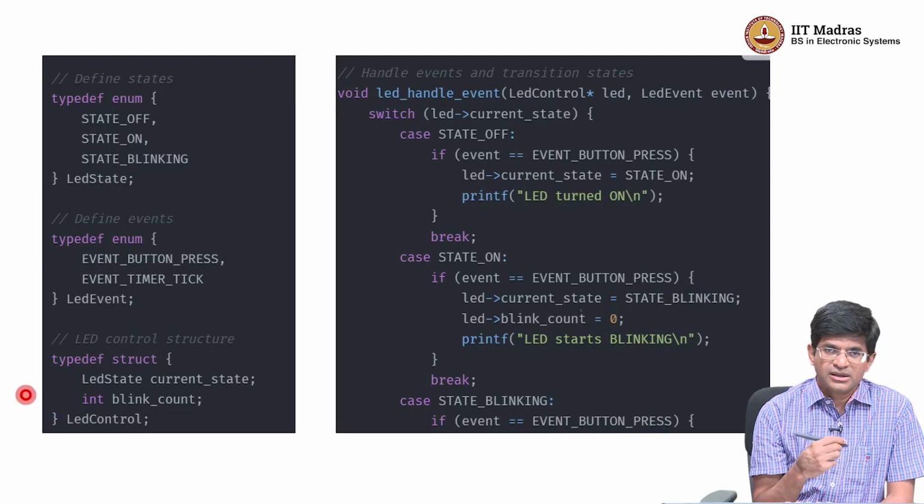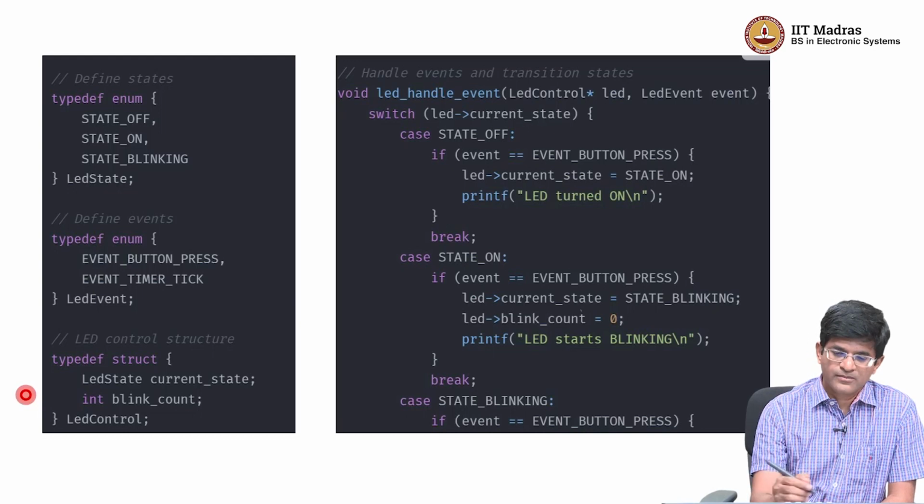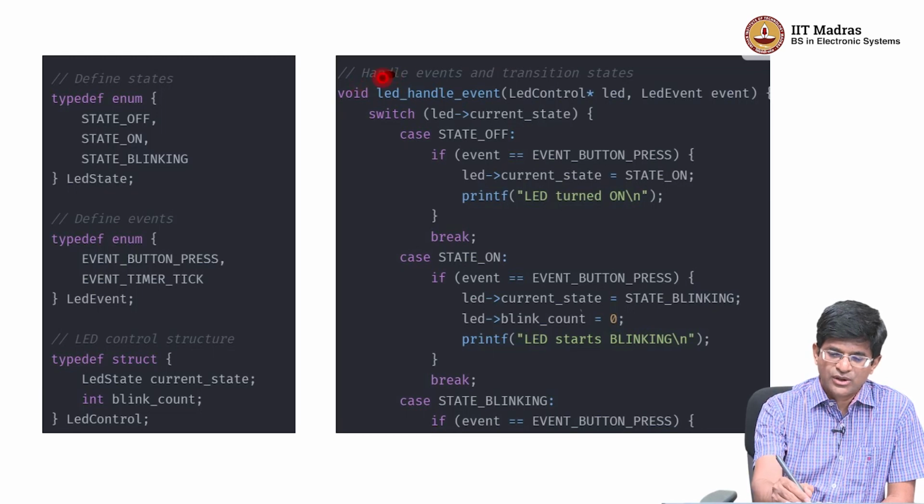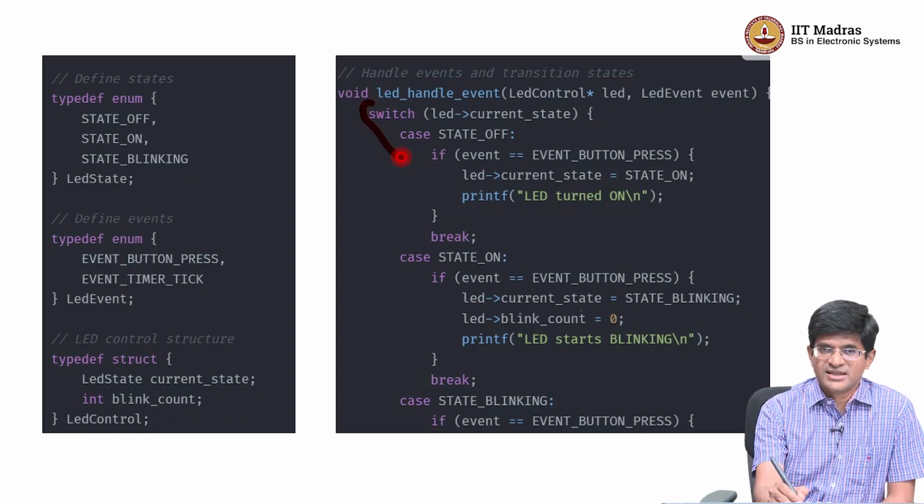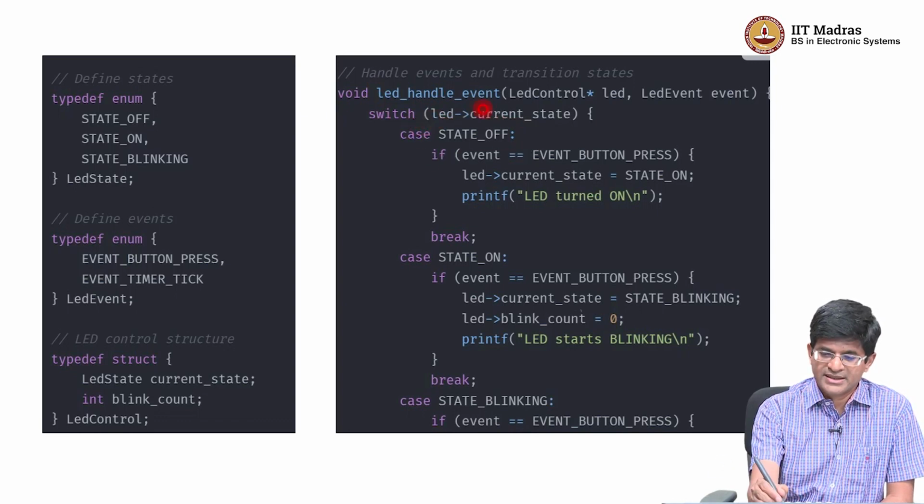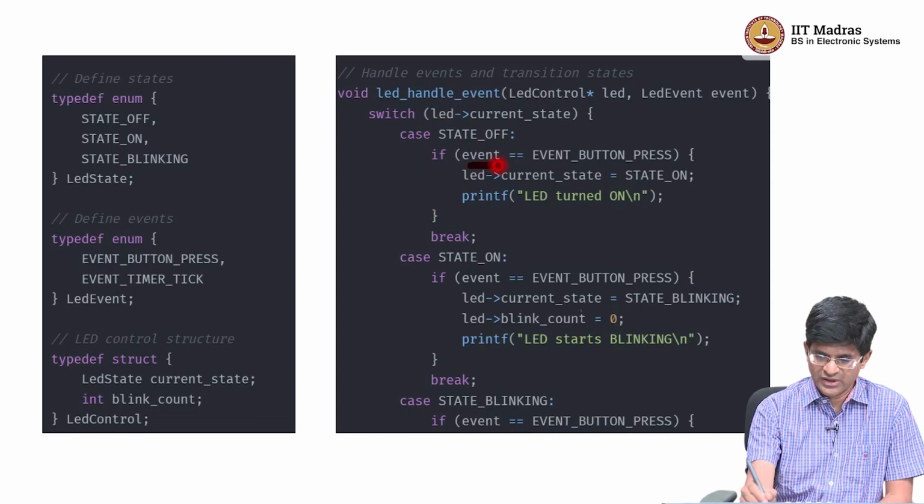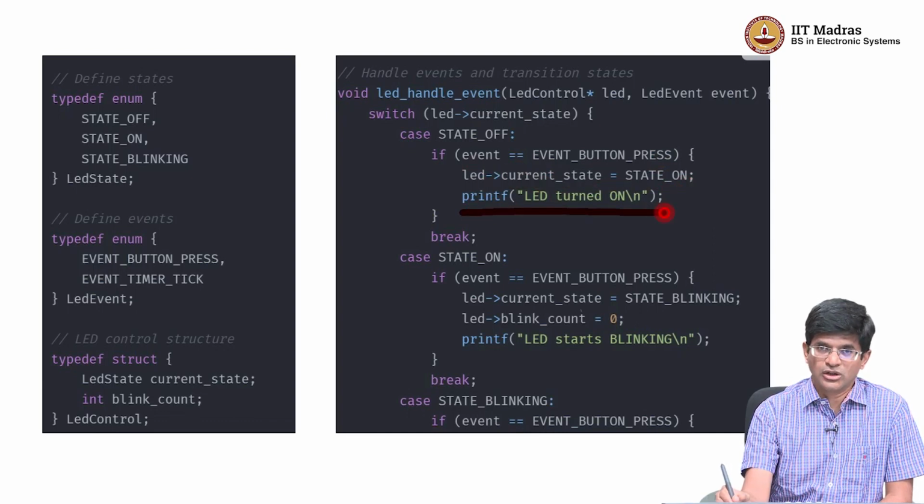How does the transitions, or how does the code itself look? Once again, this is relatively easy to write. You have some kind of a handle event function which uses a switch case kind of structure, which literally looks at which case your current state is: LED dash current state. If it's in state off, check for the event that has happened. If the event was a button press, change the LED current state to on, printf LED turned on.